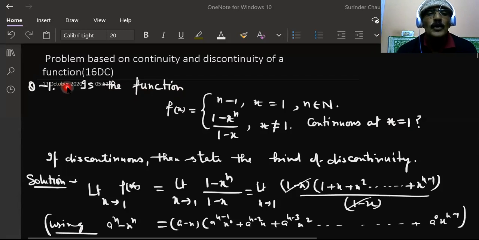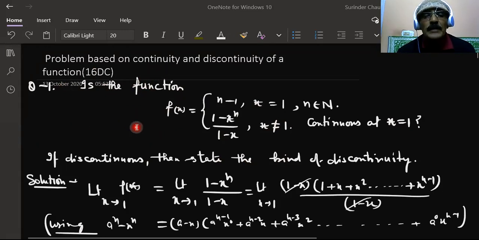We are concluding the first chapter of limit, continuity and discontinuity by solving these problems. In order to discuss the continuity at a point, we have to find the left limit as well as the right limit, and if the left limit exists, the right limit exists, and both are equal to the value of the function at that point, the function is said to be continuous at that point.